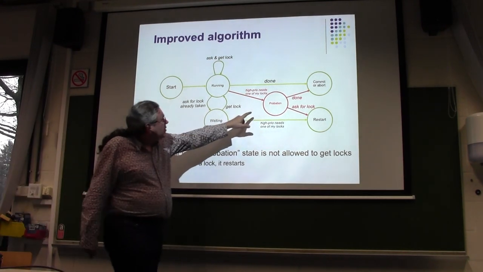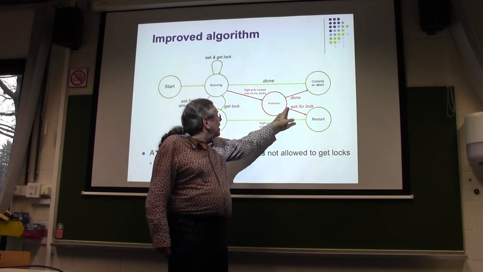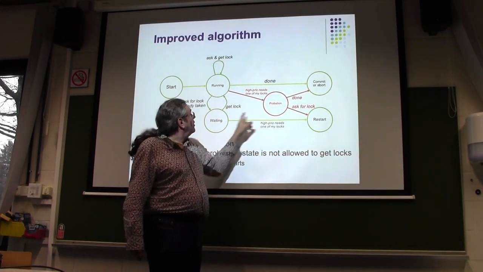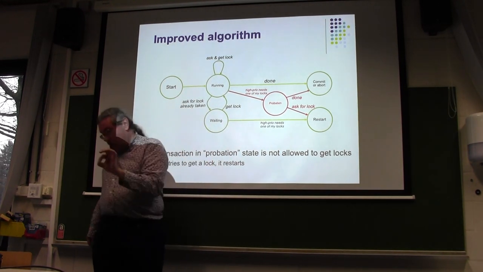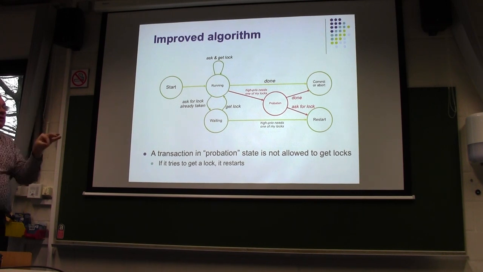So with this, the termination is always at a well-defined point. It's at the point where the transaction asks for a lock or is waiting. So at a well-defined point in the code, when the transaction is actually stopped, and then you restart it at that point. So all the data structures are in a reasonable state, okay? So that's how it works.